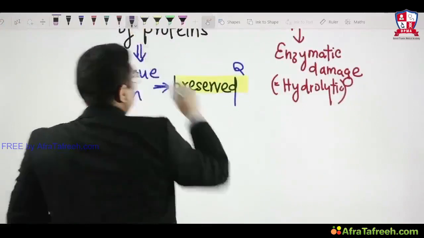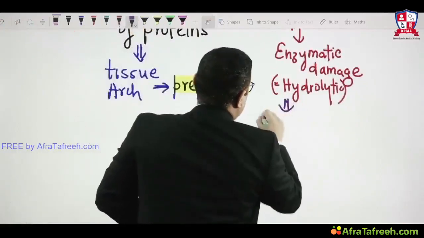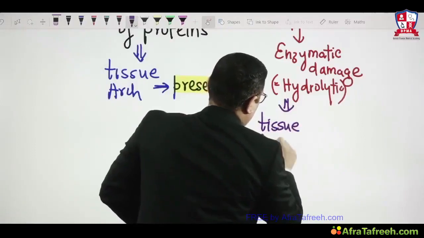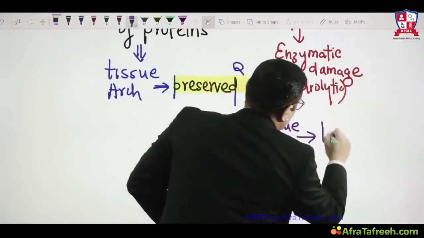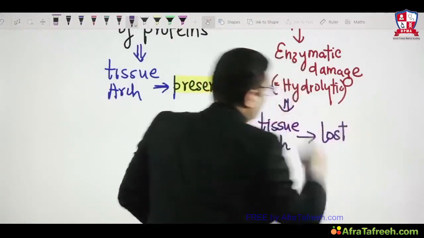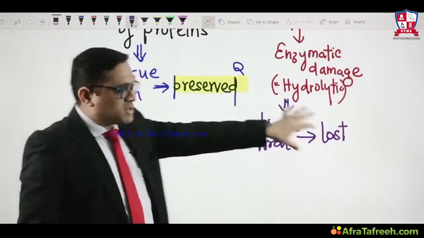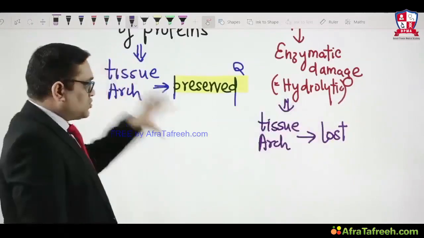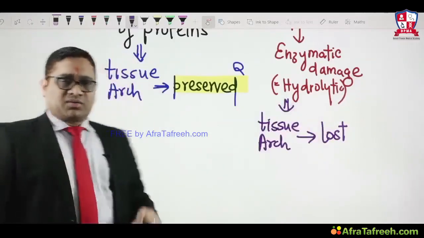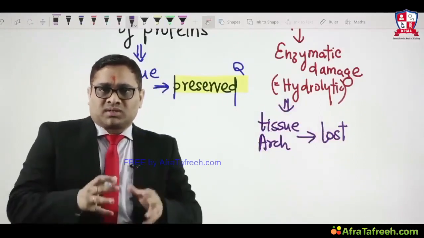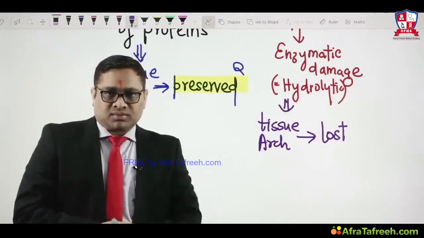Because of this, tissue architecture will be lost in liquefactive necrosis, and tissue architecture will be preserved in coagulative necrosis. These are very important things to keep in mind to understand future discussion also.